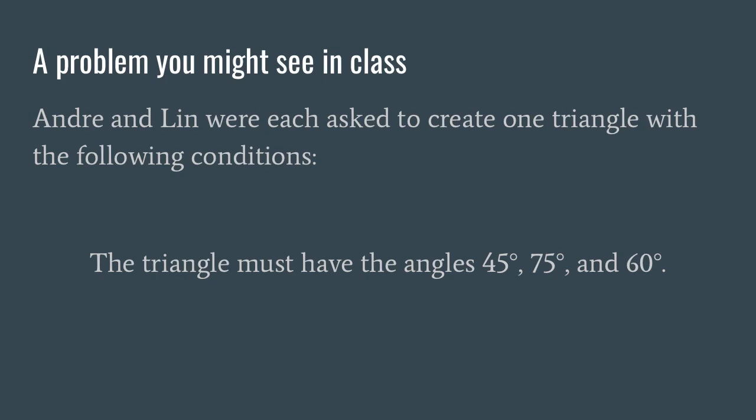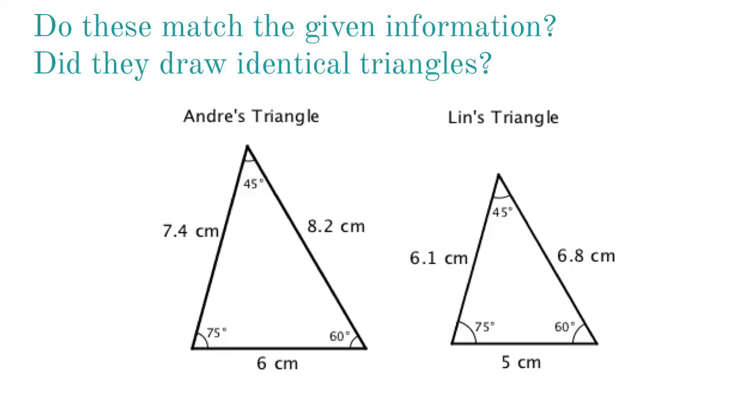A problem you might see in class also is Andre and Lynn were asked to create one triangle with the following conditions. The triangle must have the angles 45, 75, and 60. And looking at the 2 triangles that are made by Andre and Lynn, do these match the given information? Yeah, they do. They both have 45, 75, and 60 for their angles. Did they draw identical triangles? No. They didn't draw identical triangles because even though they have the same angles, you can draw different side lengths with those because there's scale differences between those.